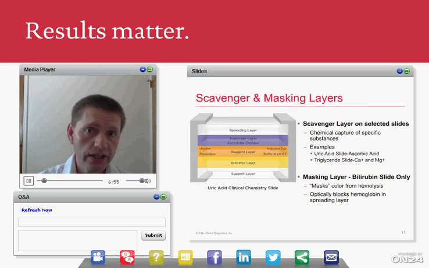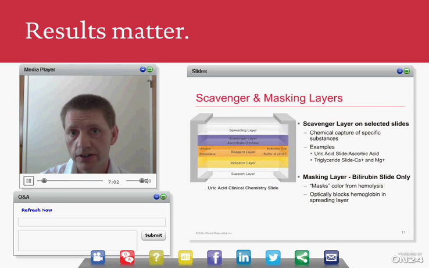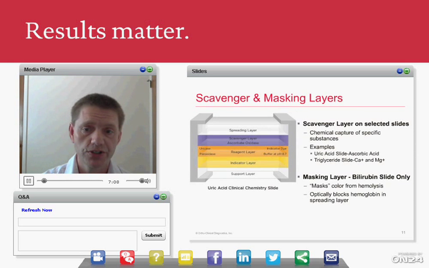Other layers that are sometimes added include scavenger layers on some slides. These scavenger layers actually consume potentially interfering species within an assay. Some examples of this include a scavenger layer for ascorbic acid in the uric acid slide, and for divalent cations in the triglyceride slide.